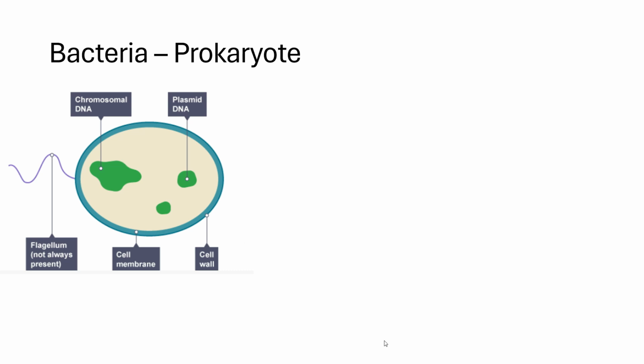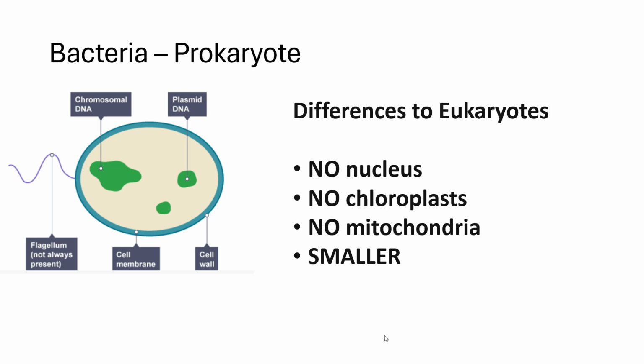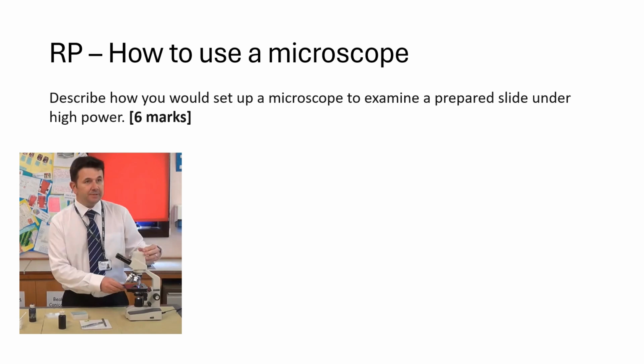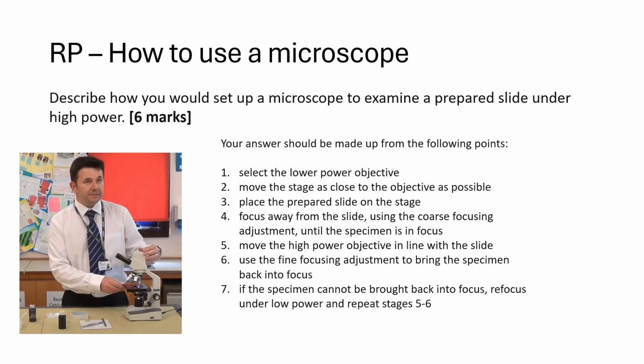Bacteria, or prokaryotes. Their differences to eukaryotes are that they have no nucleus, no chloroplasts, no mitochondria, and they are smaller. You would need in this section to know about the required practical, how to use microscopes. Describe how you would set up a microscope to examine a prepared slide under high power, for 6 marks. So the answer should include the following points.